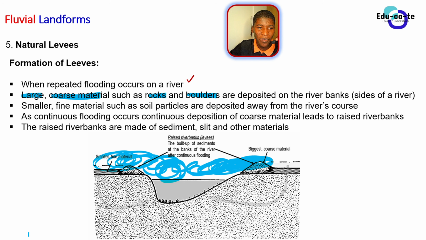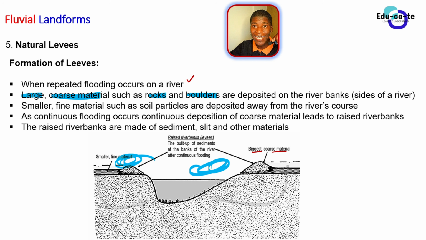So basically, you will notice here that at these river banks, it is written "biggest coarse material". It means that the large rocks, the large chunks of soil and whatnot, are just deposited at the sides of the river whenever the river starts flooding.